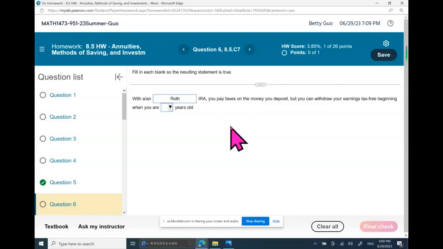It is completely tax-free. As you see here, you can withdraw your earnings tax-free beginning, okay, when you are how many years old? 59.5 years old. You can see that information in our guided note. I covered that a little bit in my video as well.